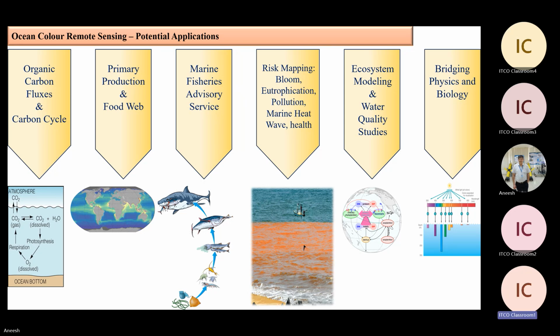In addition, there are applications like risk mapping, where we can identify blooms. I'll talk in a little more detail on that. Eutrophication, pollution, and marine heat waves have also become a very important parameter for various ecosystems, especially coral reefs. We can also use it to give various water quality services, because many parameters can be derived from satellite remote sensing.